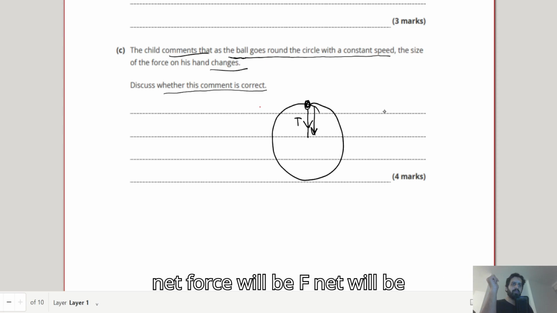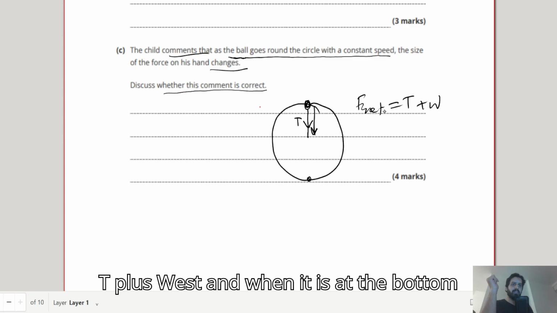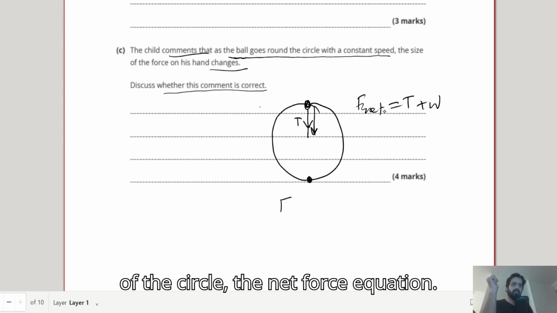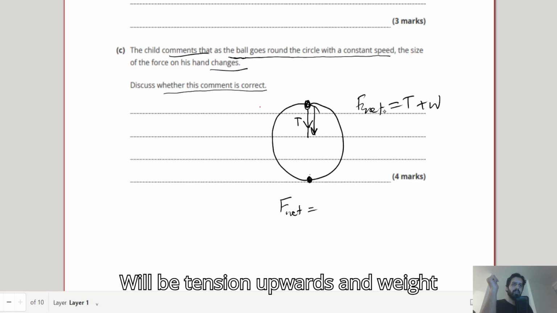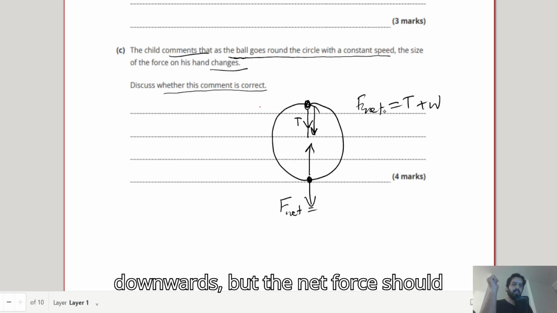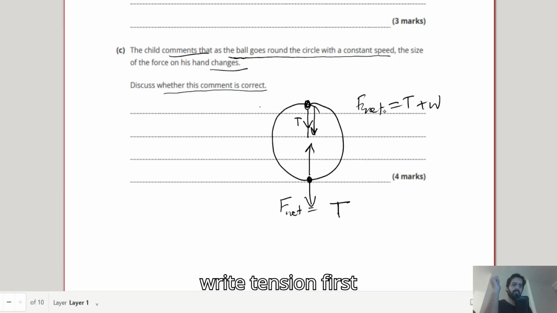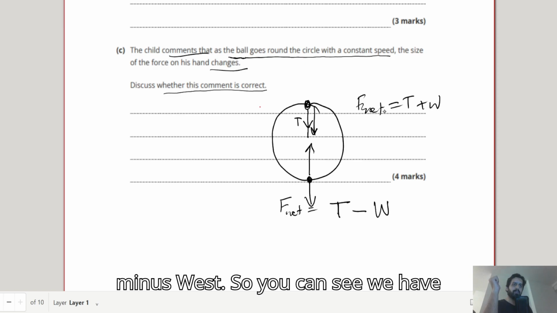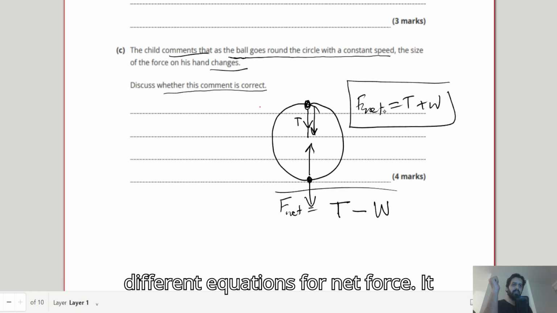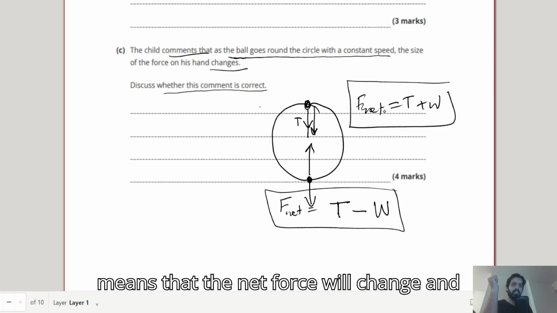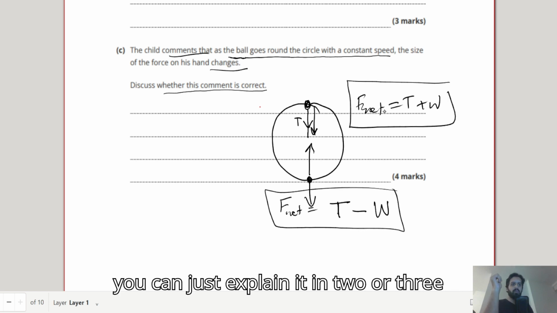So the net force will be F net equals T plus W. And when it is at the bottom of the circle, the net force equation will be tension upwards and weight downwards. But the net force should always be towards the center. So we will write tension minus W. So you can see we have different equations for net force. It means that the net force will change, and you can just explain it in 2 or 3 sentences.